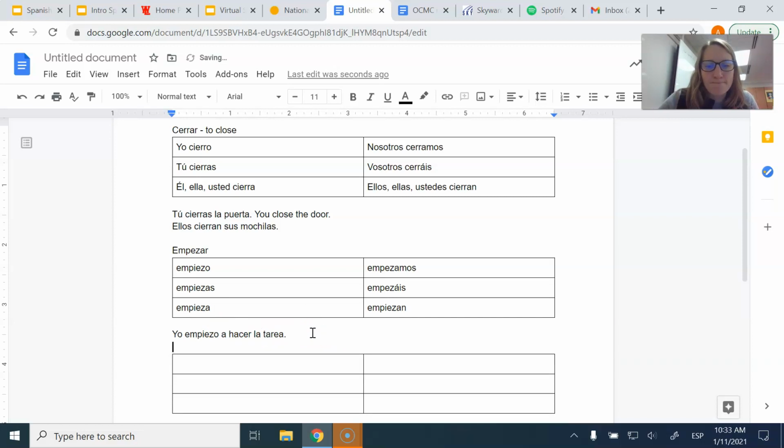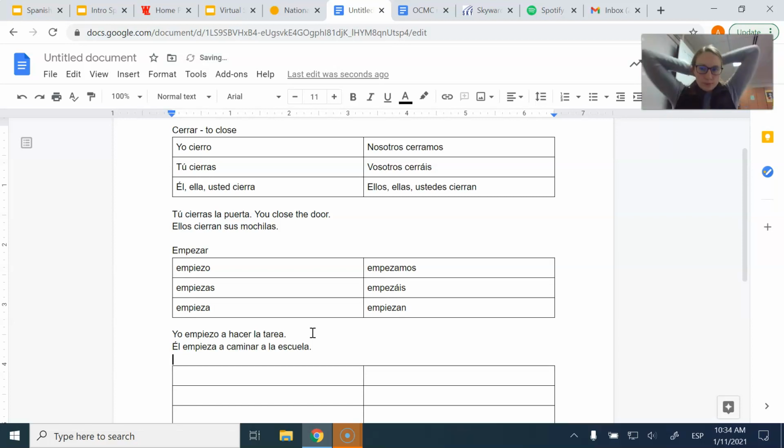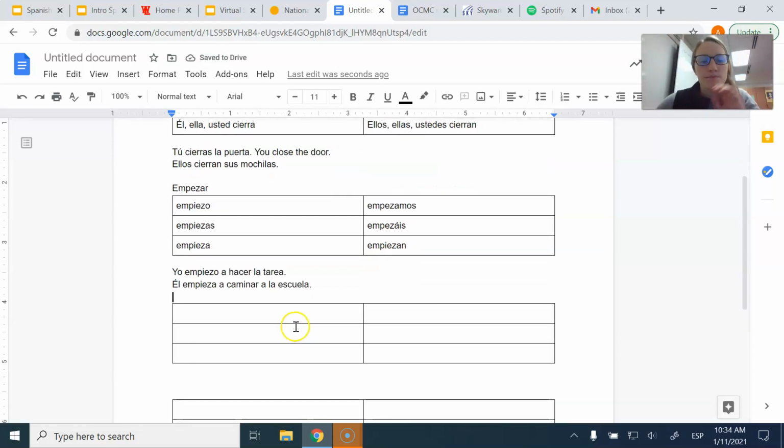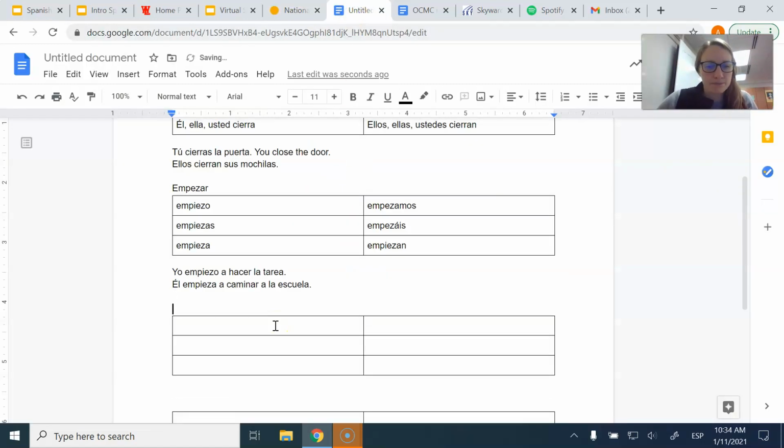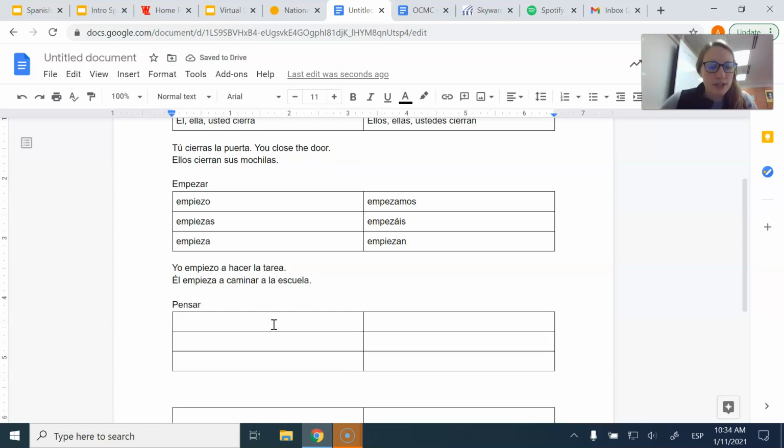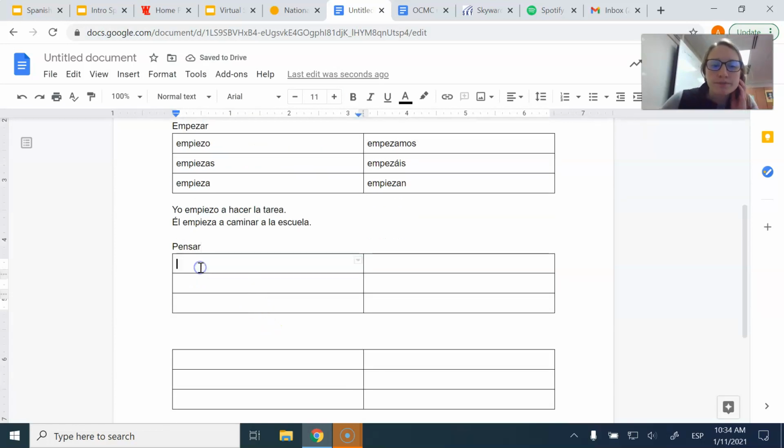What about él empieza a caminar a la escuela? Right? He begins to walk to school. All right, let's do 2 more. Pensar. How am I going to conjugate this, chicos? Go ahead and fill it out, pause the video as you're doing that, and then come and check your answers.